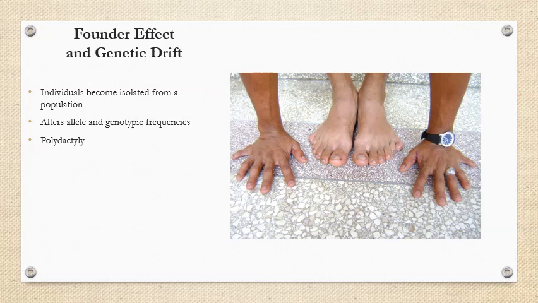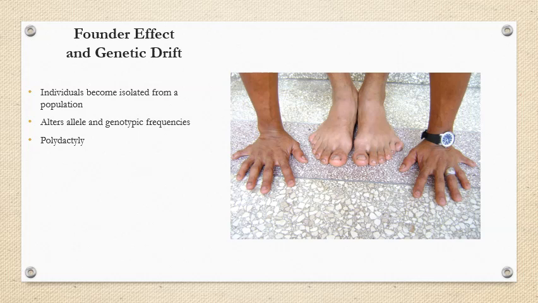So the founder effect basically results when members of a parent population, or a small number of individuals within a parent population, become isolated from that population. And in becoming isolated, if we're comparing the allele frequencies in the new population to those found in the parent population, there tends to be a disparity. So genetic drift is important as a mechanism for evolution because it alters allele and genotypic frequencies. And we definitely see the effects of genetic drift exhibited in very small populations.